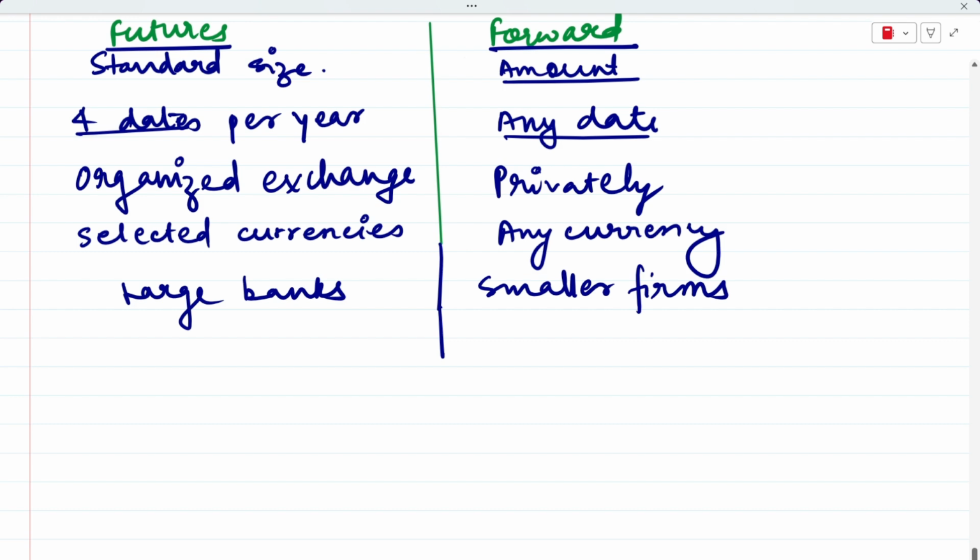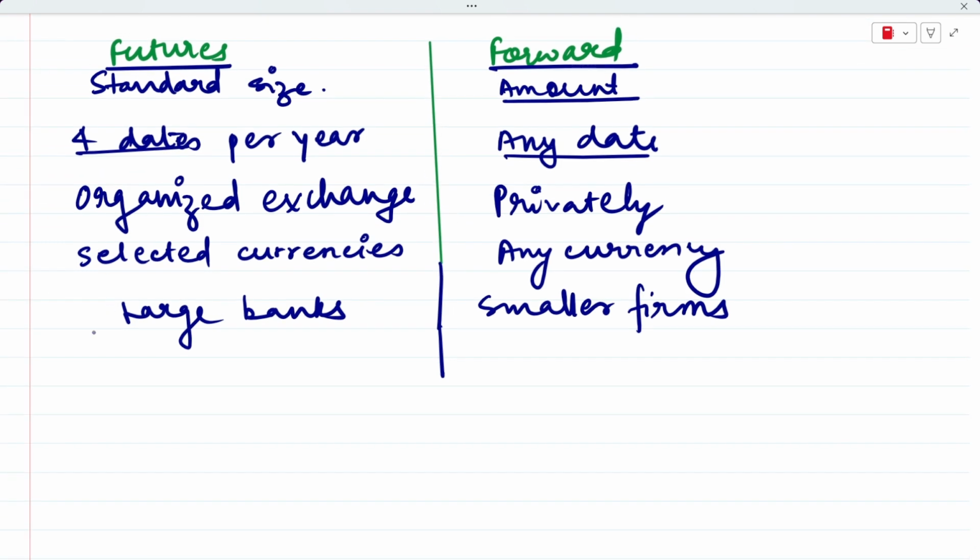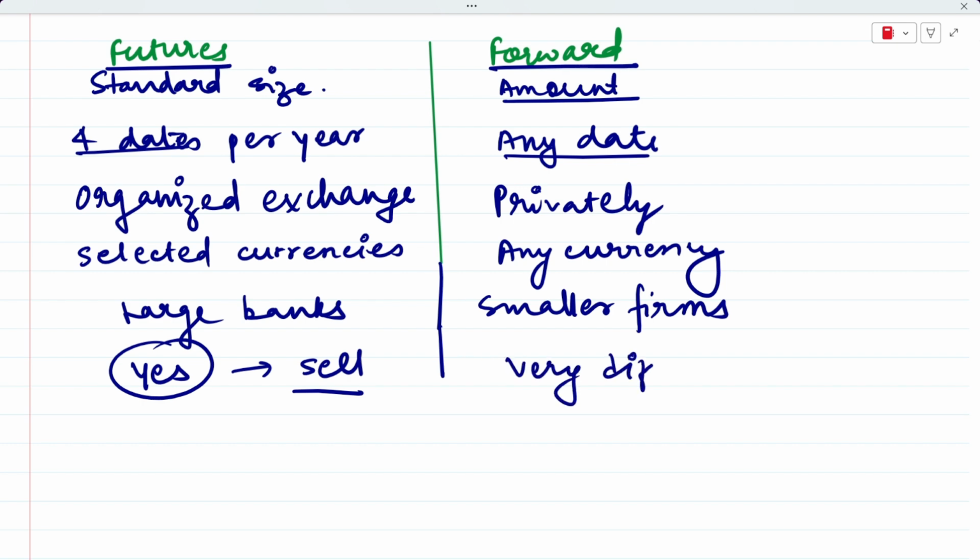Then, can you exit early from a futures contract? The answer is yes, you can. You can exit early from a futures contract. You can sell your contract back at any time and you can exit. But can you exit easily from a forward contract? The answer is no. It is very difficult to exit from a forward contract.